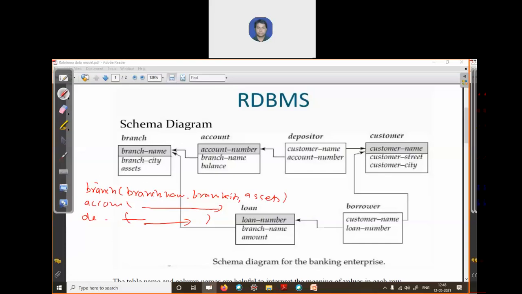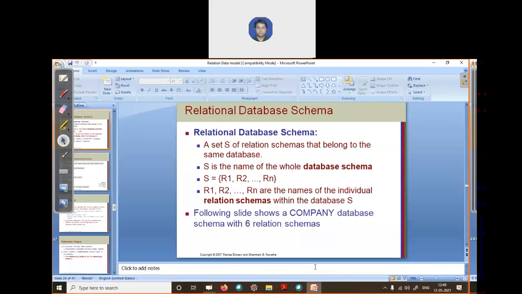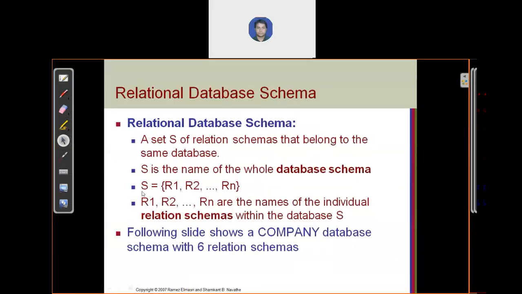So all six schemas, or all six tables, belong to one database which is called banking. So you will write bank and mention all six tables, all six relational schemas. In the same way we have written here. Let's go back to our PPT. Here S is just the bank name, and R1, R2, up to Rn show all these six relational table names. It's showing the relational database schema.